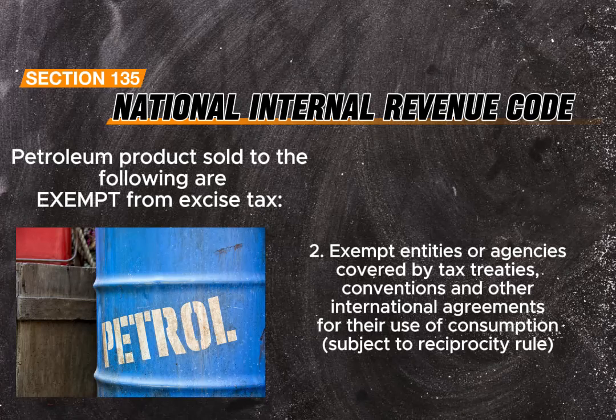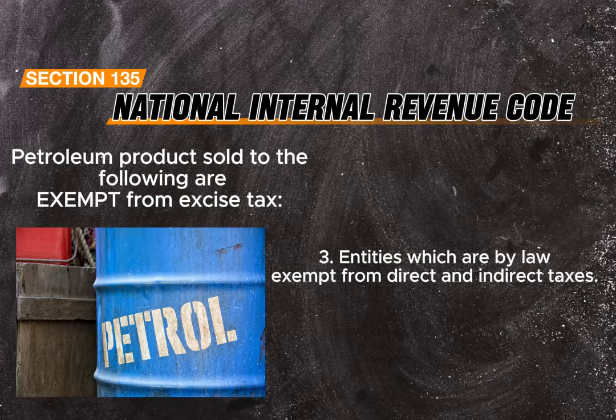2. Exempt entities or agencies covered by tax treaties, conventions, and other international agreements for their use of consumption, provided that the country of said foreign international carrier or exempt entities or agencies exempts from similar taxes petroleum products sold to Philippine carriers, entities, or agencies. And 3. Entities which are by law exempt from direct and indirect taxes.